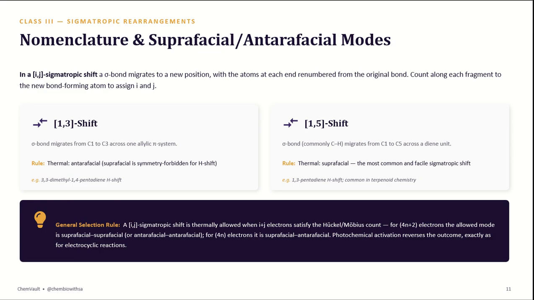Let's move to our third class, sigmatropic rearrangement. A sigma bond simply migrates to a new position along a pi system, and we describe this migration using i,j nomenclature. To assign the number, renumber the atoms starting from the original sigma bond and count along each fragment to the new bond-forming atoms. In a 1,3 shift, the sigma bond moves from carbon 1 to carbon 3 across a single allylic pi system.